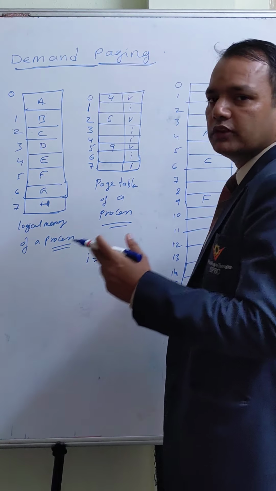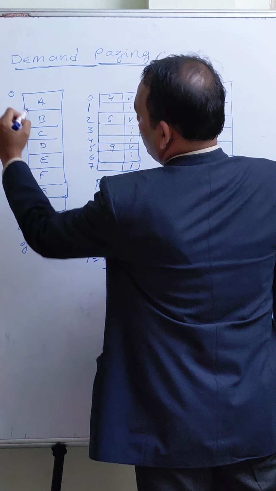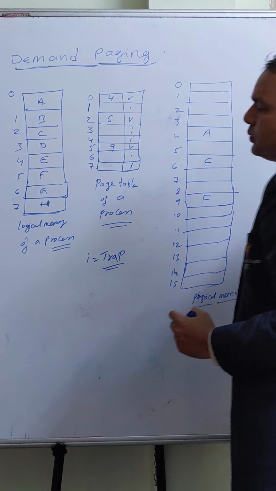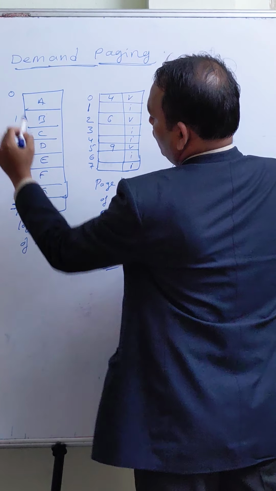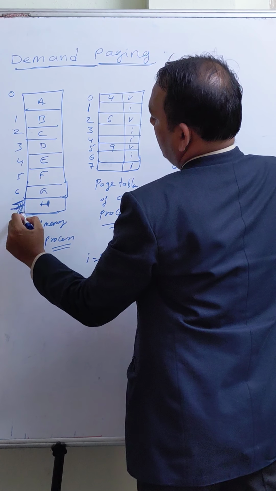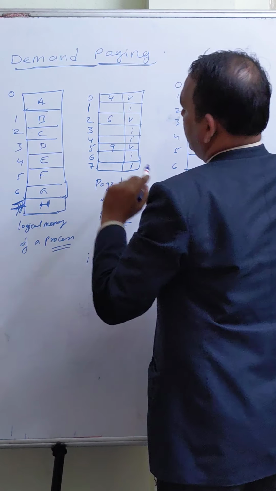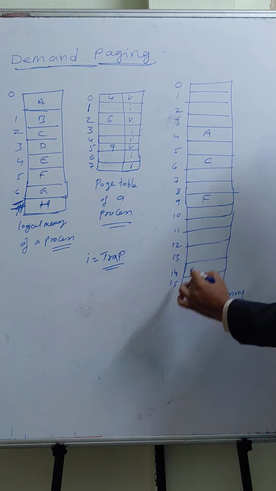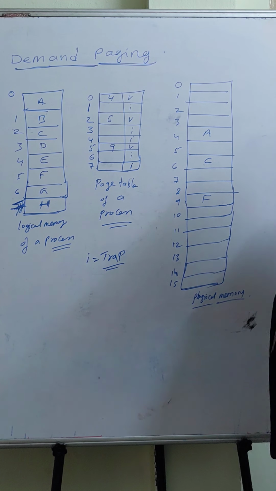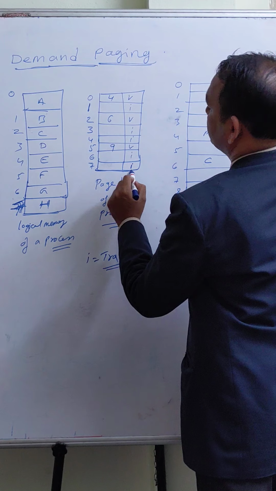Now let us do a small example, my dear friends. Look at this. This is the logical memory of a process. This process has 7 pages, and on each page I've written the alphabets A to H. This is the physical memory, 0 to 15, 16 frames. And here is the page table.